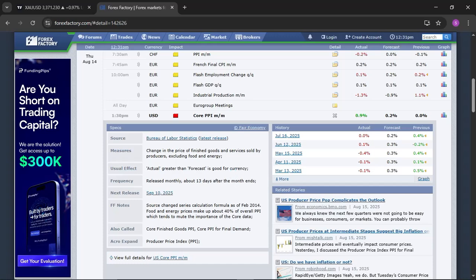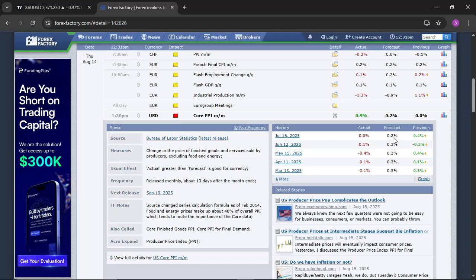So, we are trading gold versus dollar. If the dollar is strong, that means gold is weak. So if the forecast is 0.2 and the actual comes out 0.3, the dollar is strong and we are going to sell gold. But in this case, 0.2 is the forecast and the actual data comes out less than forecast, which is 0.0. It's less than 0.02 now.